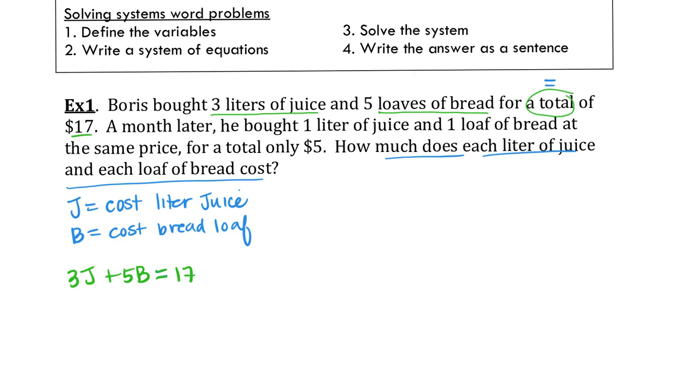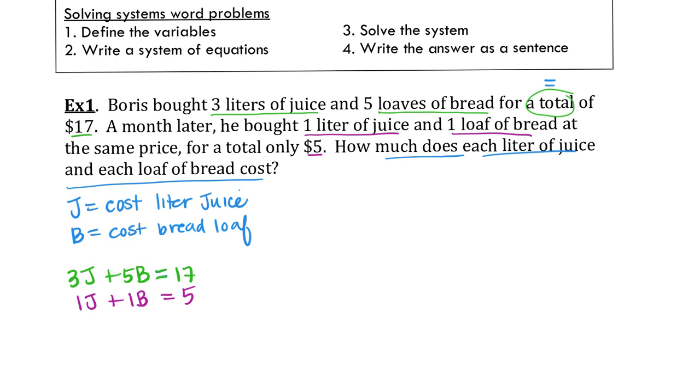I need another equation. So let's keep reading. Okay, next sentence. A month later, he bought 1 liter of juice and 1 loaf of bread, so 1J plus 1B, at the same price for a total of $5. Now it costs $5. Okay, so that's our system of equations. We have 2 equations, 2 variables. And now I'm going to solve the system.